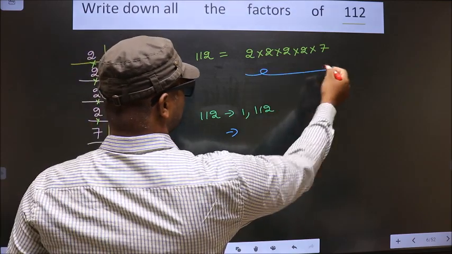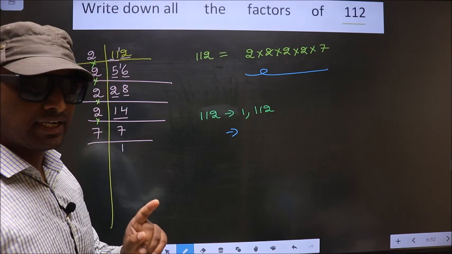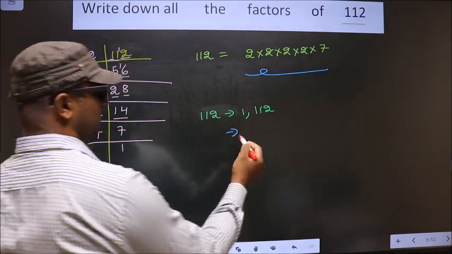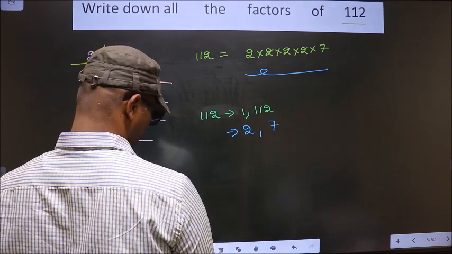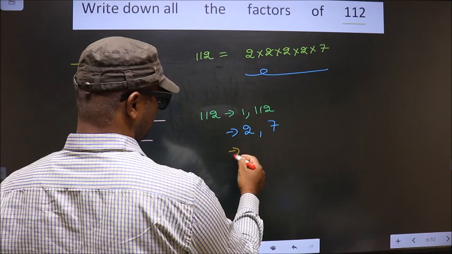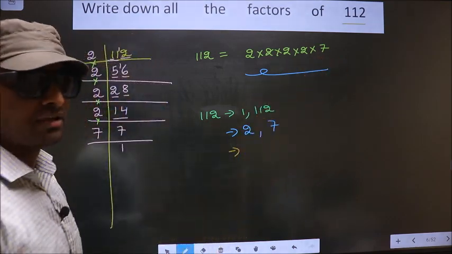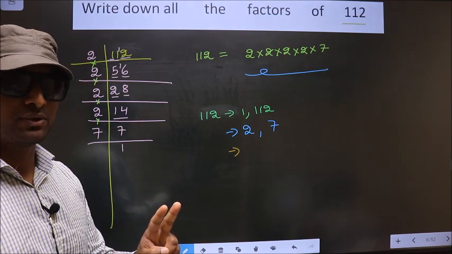Now from all these numbers, you select one different number at a time. So we get 2 and 7. That's it. Next. Now from all these numbers, you take a combination of two numbers. How do we do that?